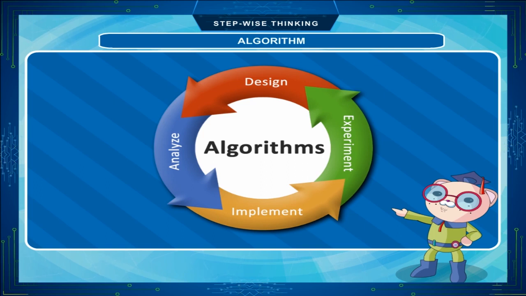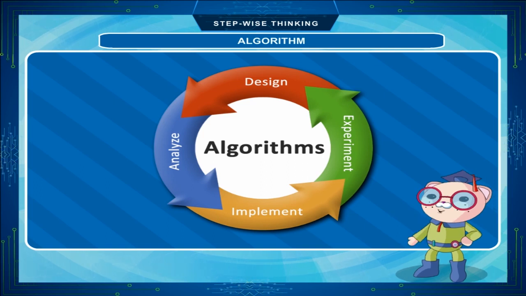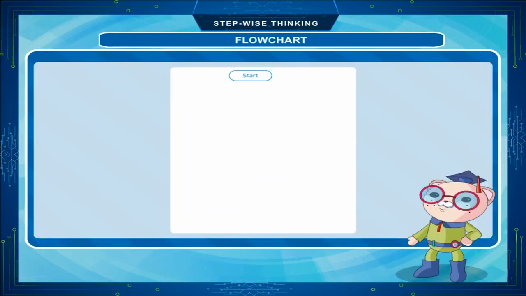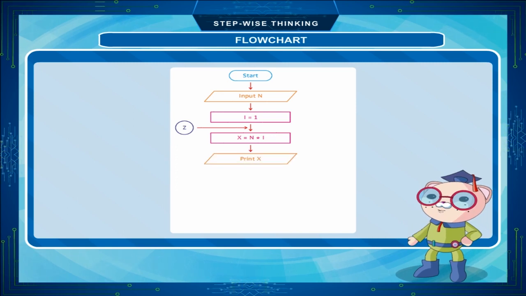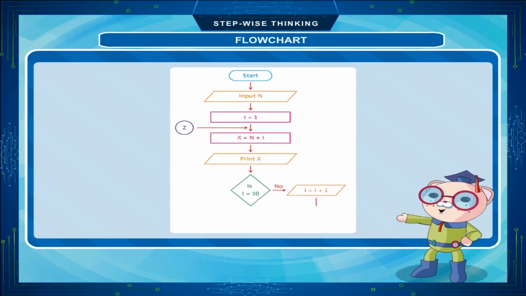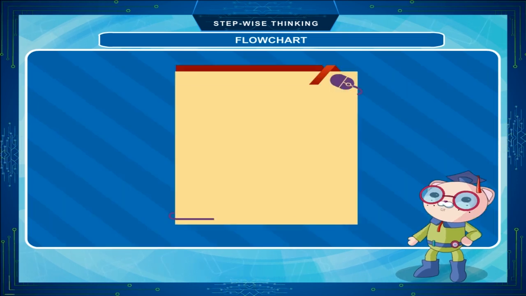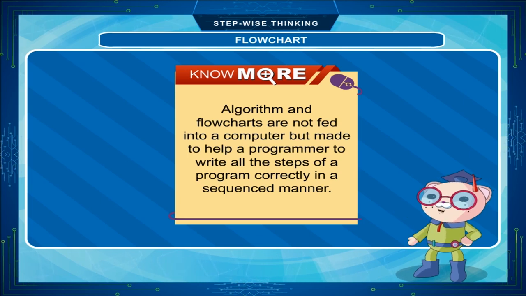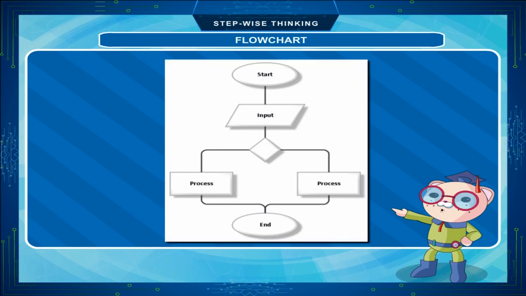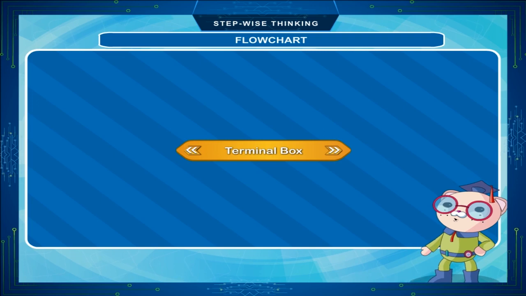This technique is supplemented by another technique called flowchart. Flowchart. A flowchart is a diagrammatical representation of steps involved in solving a problem. The steps written in algorithms can be represented diagrammatically using a flowchart. There are some special symbols which are used for drawing a flowchart. Algorithm and flowcharts are not fed into a computer but made to help a programmer to write all the steps of a program correctly in a sequenced manner. The symbols and their applications are as given below. Terminal box.